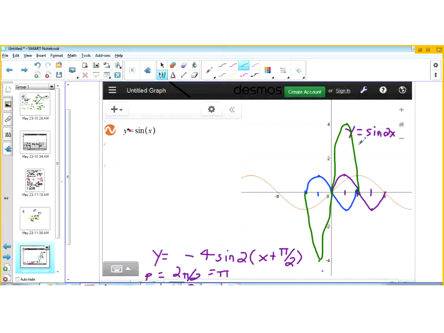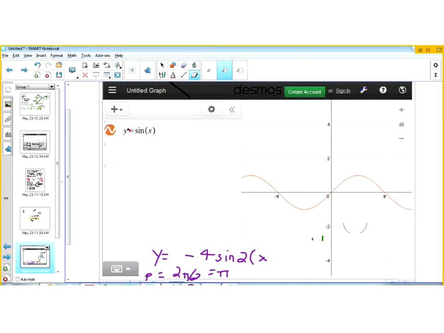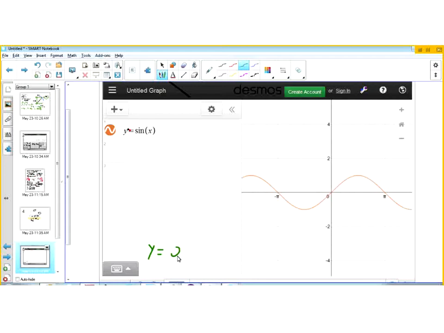Okay, so let's do one more trig function, a modified trig function. So let me erase all of this. And let's sketch the graph of y is equal to this. Let me write it out. So y is equal to 2 times the sine of x minus π/3.